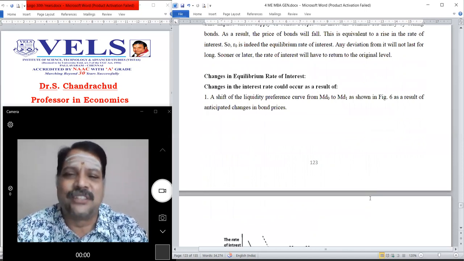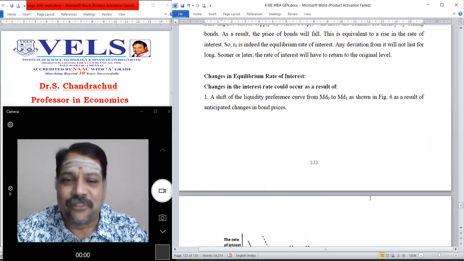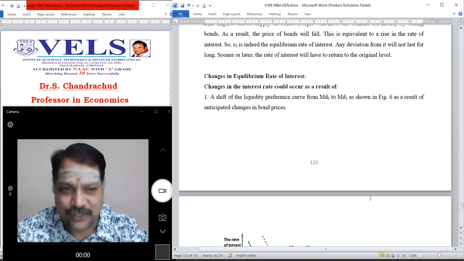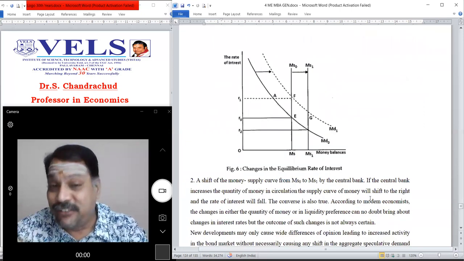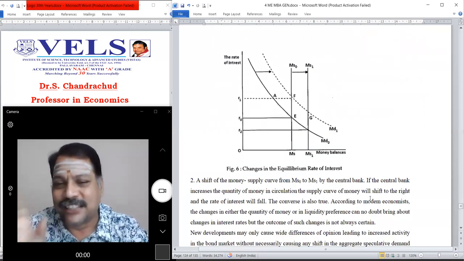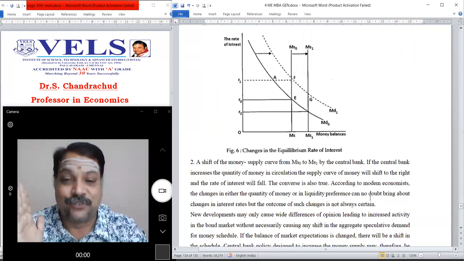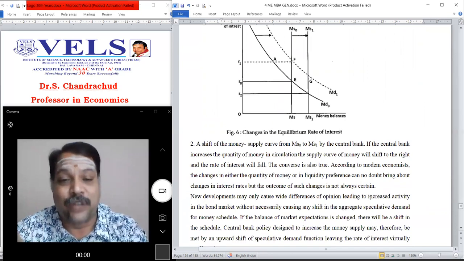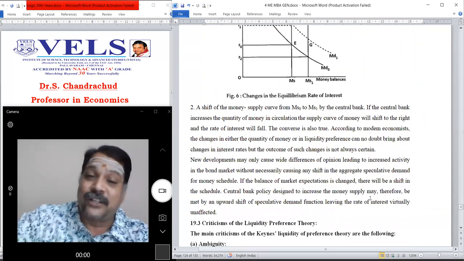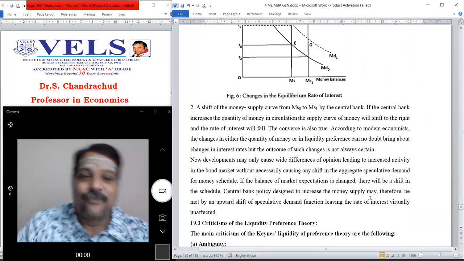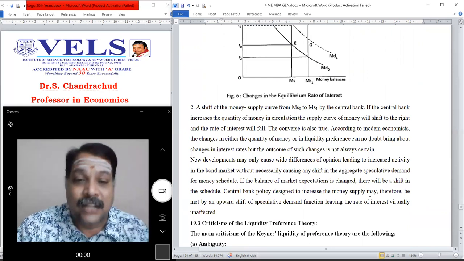this particular theory believes the change in interest rate could occur because of these reasons. A shift in the liquidity preference from MD4 to MD1 shown in the previous figure results in an anticipated change in the bond price. But whether it will actually happen or not is subject to discussion. Why? Because people will not change frequently. A shift in the money supply curve from MS0 to MS1 happens because of a change in policy of the central bank. If the central bank increases the quantity of money in circulation, then the supply curve will shift to the right and the rate of interest will fall. Conversely, the opposite is true.